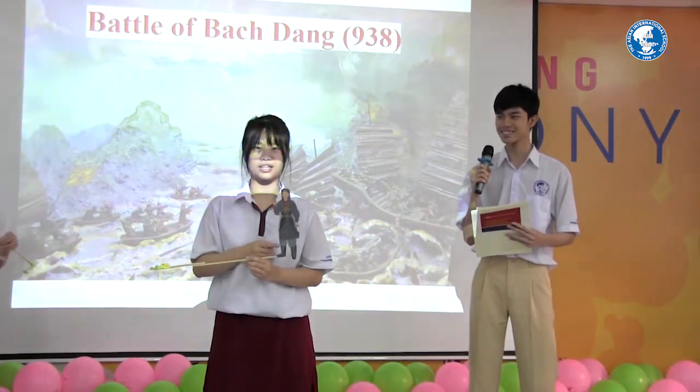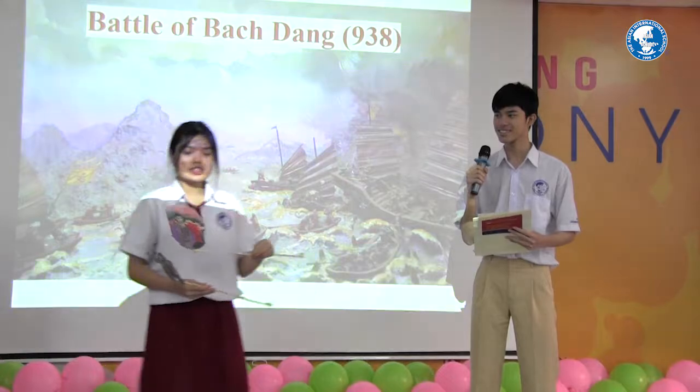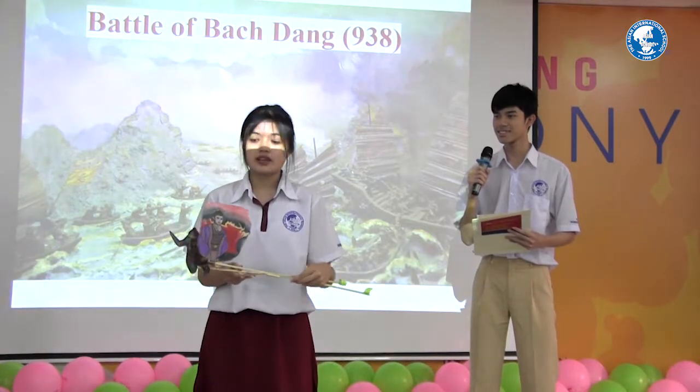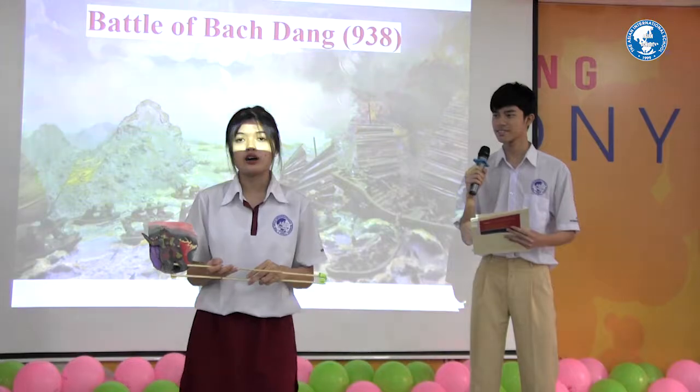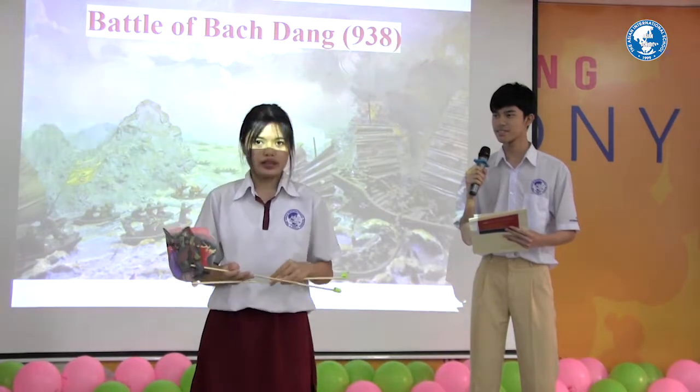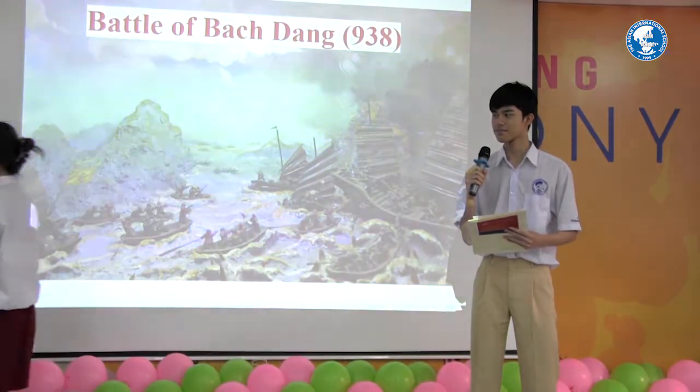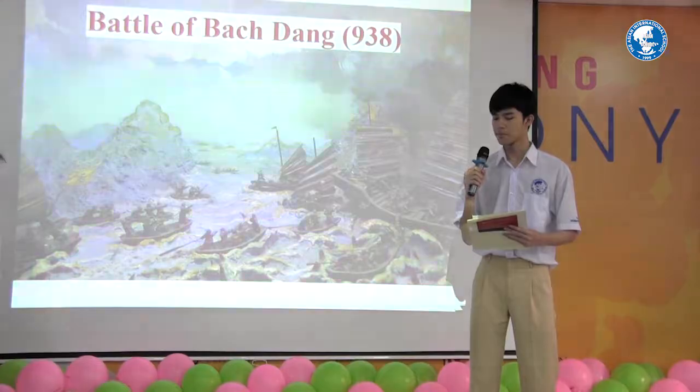This is Ngô Quyền, the leader of the Đại Việt Army. And this is Lu Nhan, the Emperor of Southern Han. And this is Lu Hành Tháo, son of Lu Nhan and the General of the Southern Han Army. And we will start the performance.